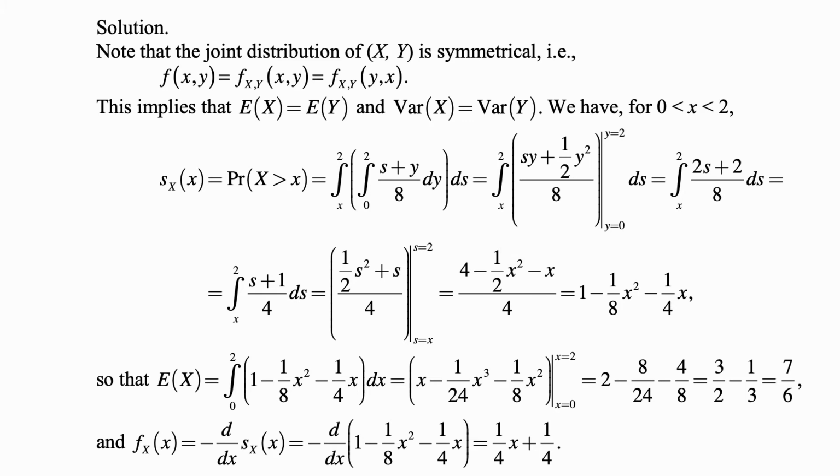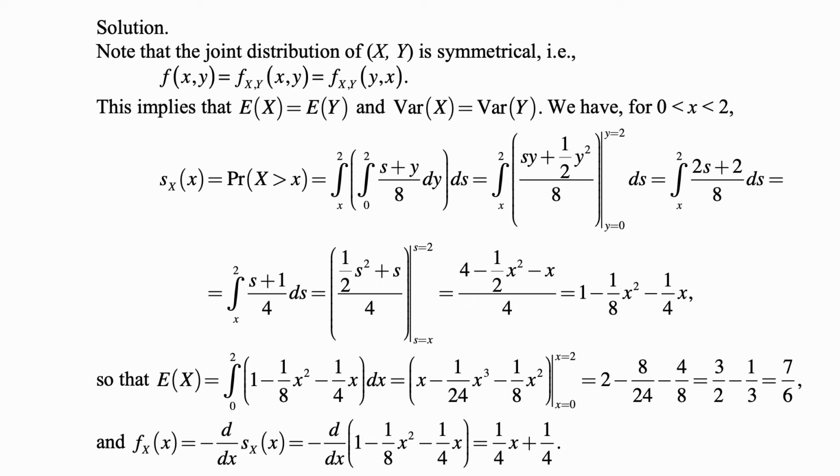So that's the integral from x to 2 of (2s plus 2) over 8 ds. And that's the same as the integral from x to 2 of (s plus 1) over 4 ds. That's half of s squared plus s over 4 evaluated from s equal to x to s equal to 2. That's 1 minus 1/8 x squared minus 1/4 x. And therefore, E of X is the integral from 0 to 2 of that survival function. That's x minus 1 over 24 x cubed minus 1/8 x squared evaluated from x equal to 0 to x equal to 2. That's 2 minus 8 over 24 minus 4 over 8, which is 3 halves minus 1/3, and that's equal to 7/6.